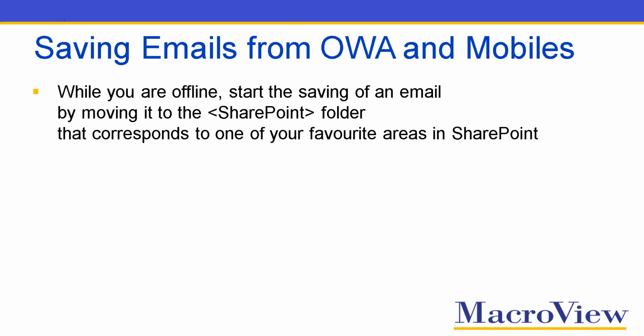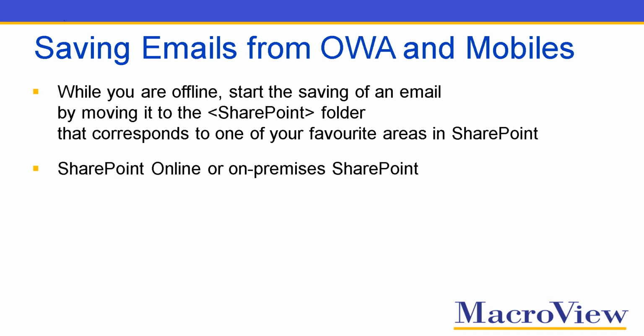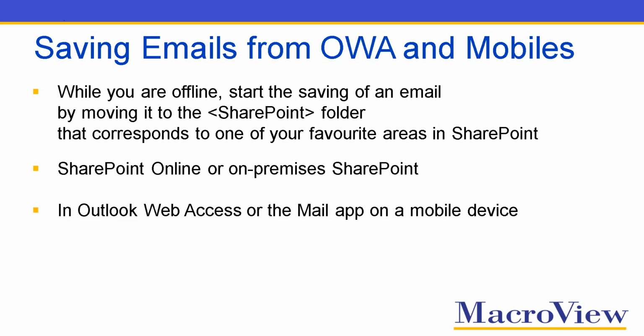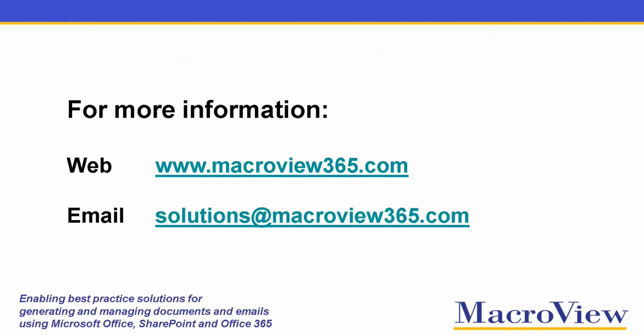As we have seen, when you're offline, you can start the saving of an email by moving it to the SharePoint folder that corresponds to one of your favorite areas in SharePoint. That's either SharePoint Online or SharePoint On-Premises. And you can do this while working in Outlook Web Access or on the Mail app on a mobile phone or other mobile device.